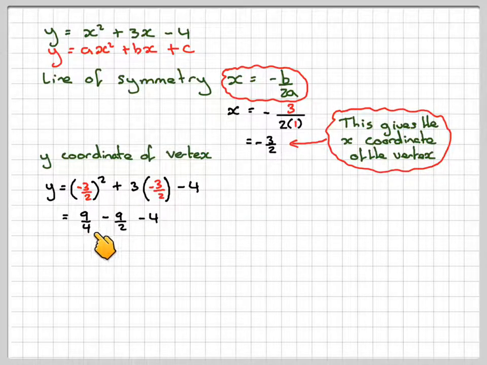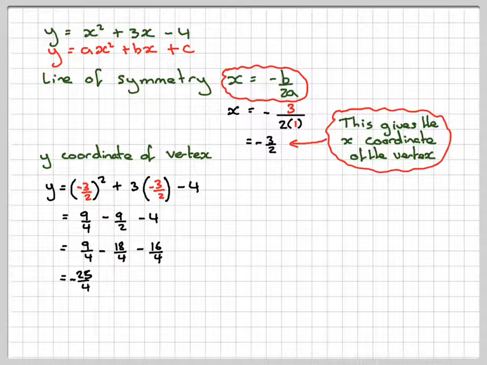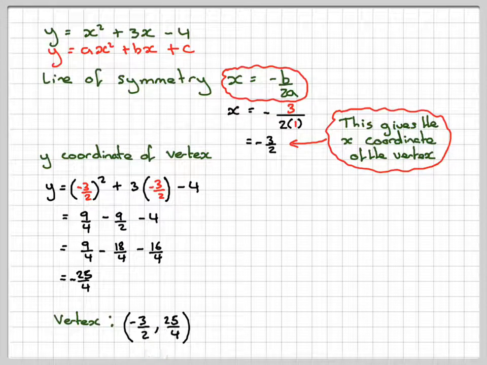So to add things together with fractions, we need a common denominator. So that's going to be 9 over 4, multiply top and bottom here by 2 to get 18 over 4, and then multiply this one by 4, we get minus 16 over 4. And then doing 9 minus 18 minus 16 gives minus 25 over 4. So the vertex is at the point minus 3 over 2, minus 25 over 4, which is minus 6 1/4.